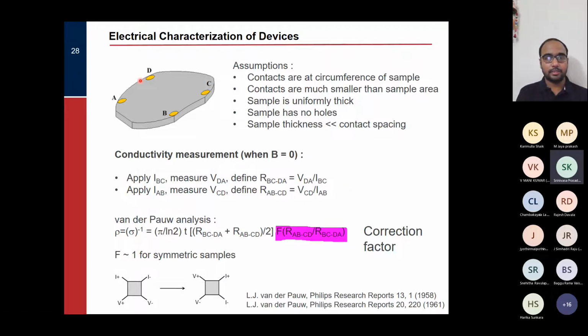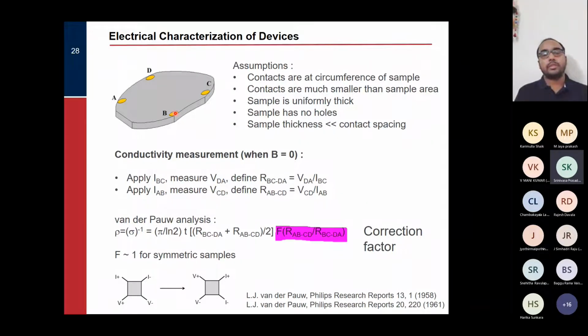So let's say this is my sample under investigation. I have 4 contacts, and the assumption is that the contacts are placed at the circumference of the sample, which means at the edges. The idea is quite simple: if I put them in the middle, then I'm losing quite a lot of the sample area. That's why they are put at the corners. The second assumption is that the contacts have to be much smaller than the sample area, so they should not be too big in size. Let's say point contacts.